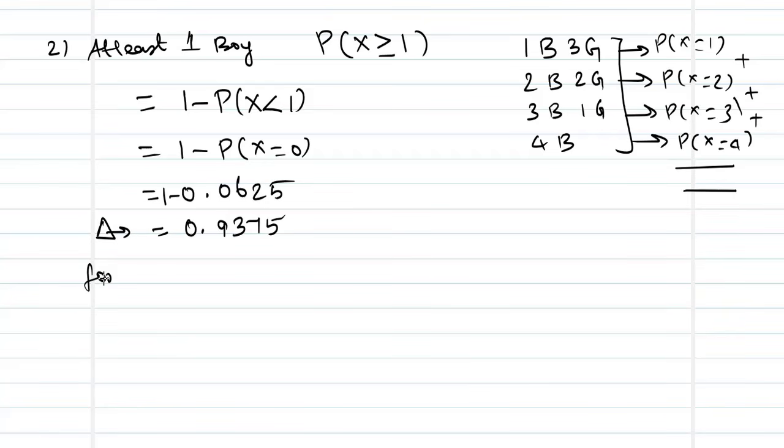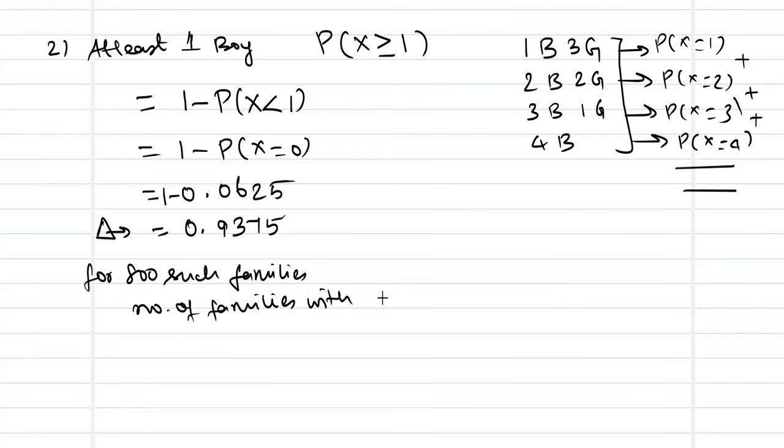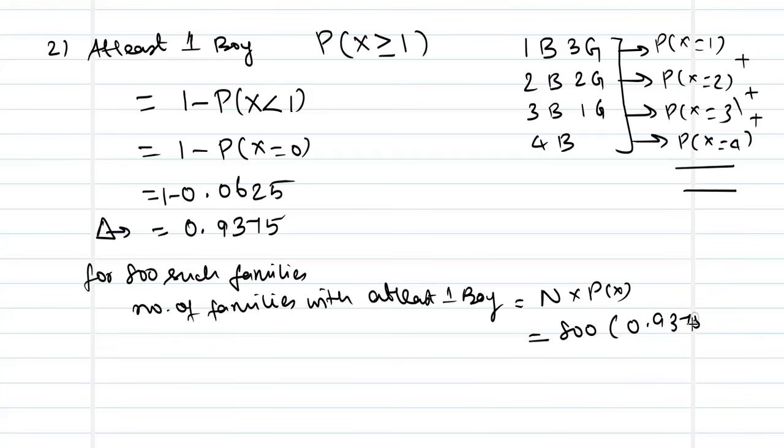So for 800 such families, the number of families with at least one boy will be equal to capital N into probability of x. So this is 800 into 0.9375. So we have the answer to be equal to 750 families.